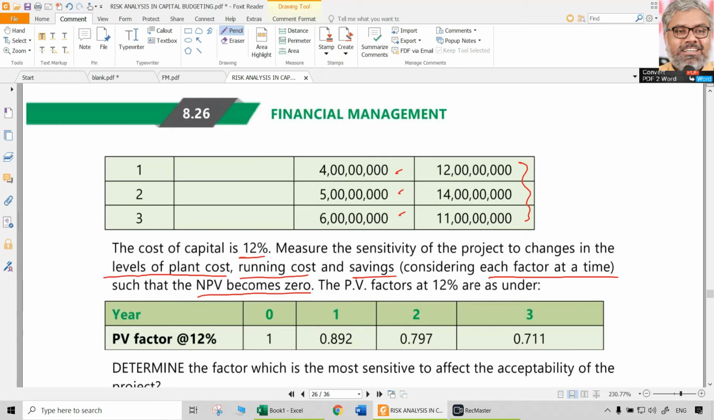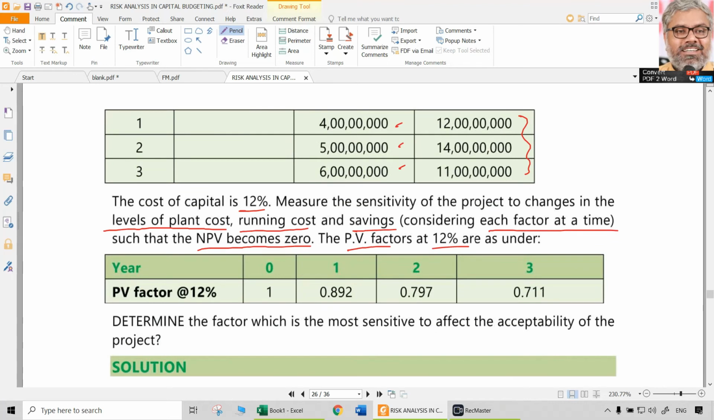Here we are not changing the factors by a fixed percentage. We are finding out how much percentage the original factors have to be changed so that the NPV finally becomes 0. That is another way of doing sensitivity analysis. This question is asking such a type of situation. Present value factors are given at 12%. So this is the data. Determine which factor is most sensitive to affect the acceptability of the project. In other words, the project is most sensitive to which of the factors? 3 factors are asked. One is plant cost, the initial cash outlay. Second one is running cost.